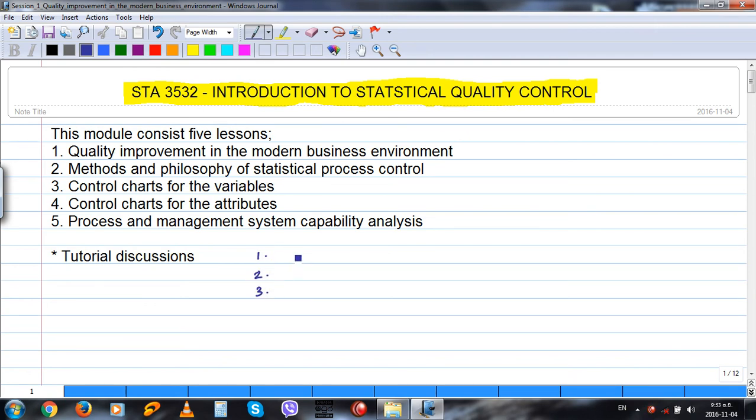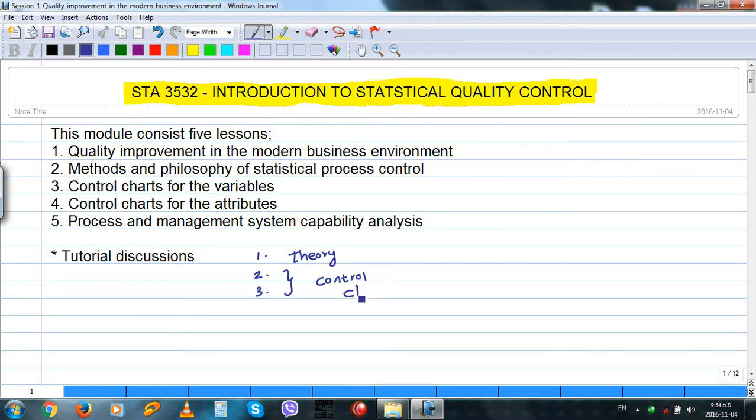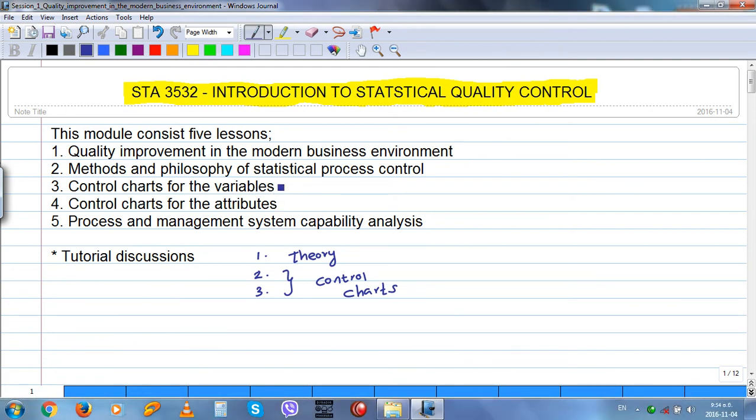One is based on the theory part. Actually that is tutorial 1. Then second and third are based on the control charts. Actually we have to pay more attention to the third and fourth lessons, because we have to solve so many problems related to the control charts. Some mathematics calculations belong to these 2 lessons, and so each tutorial gives 100 marks.